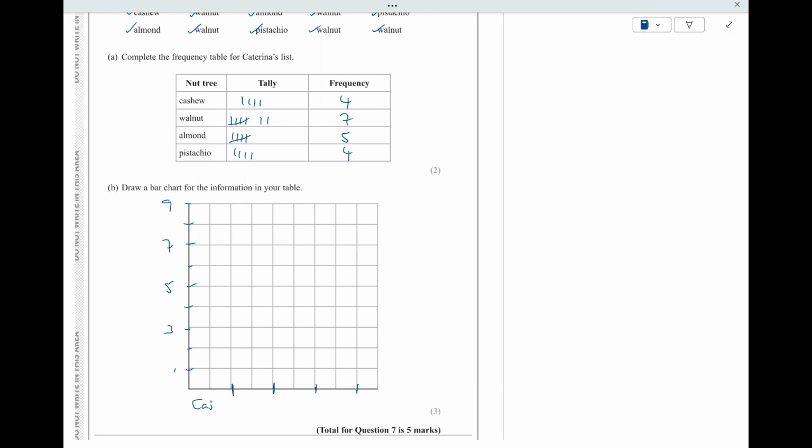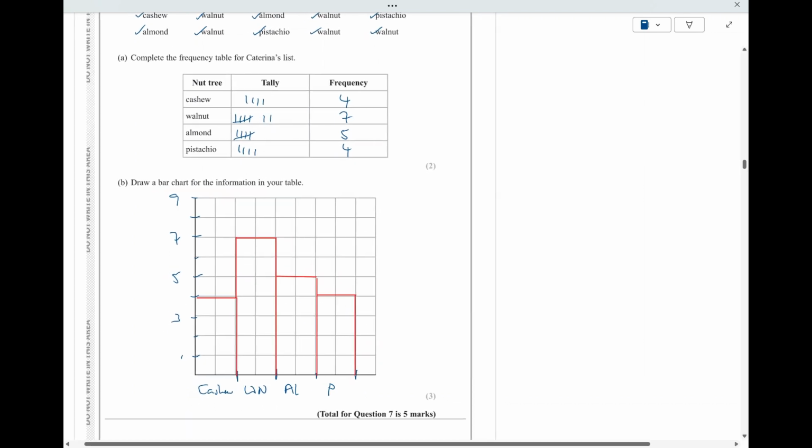Okay, so my first one is a cashew. So I'm going to write cashew, and I'm going to go up to 4. Here we go. Next, got walnut. Got to go up to 7. So this bar is going to go up to 7, which is the frequency for walnut. Then I've got almond. How many almonds were there? 5. There we go. And lastly, pistachio. 4 of those. And there is my bar chart.